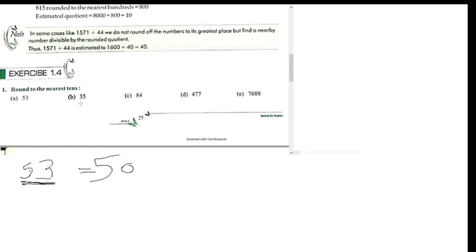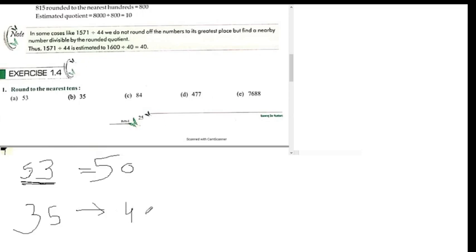Similarly, now question number first, exercise 1.4, 53, round off to the nearest tens. So this is your ones place, this is your tens place. Now in the tens place, its round-up value you write 50 because it is nearest to 50. Similarly, round off 35. 35 is exactly in between 30 and 40. So now the round-up value of 35 is, you say, 40.